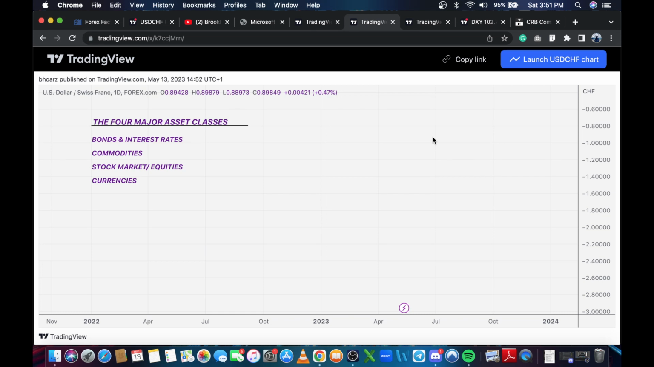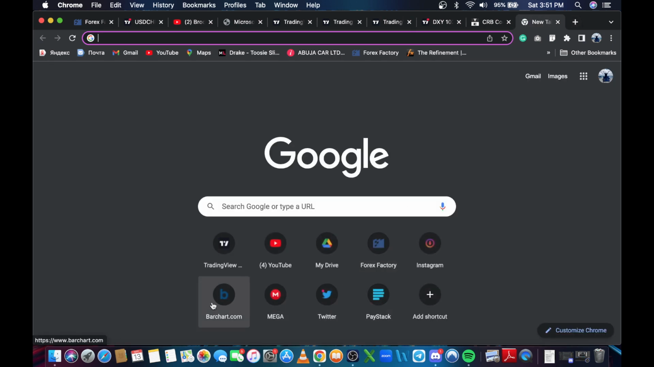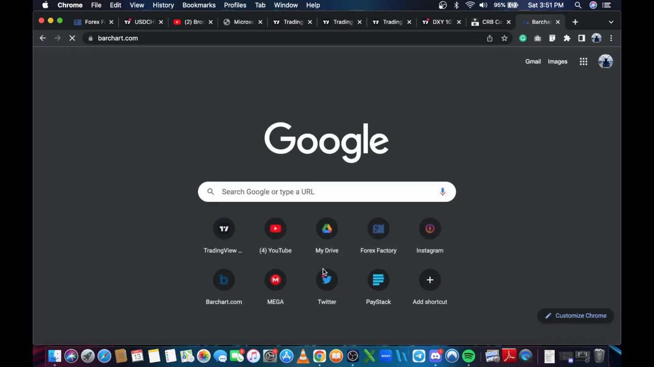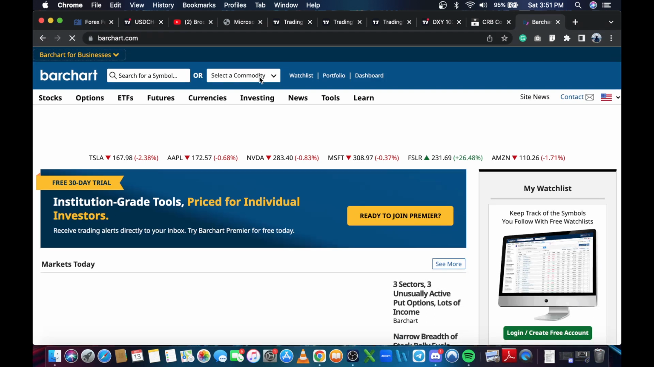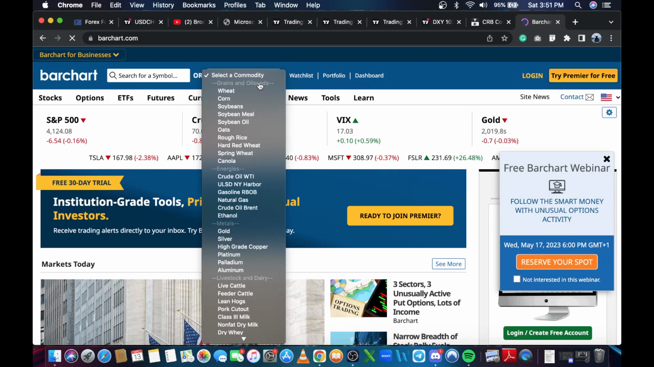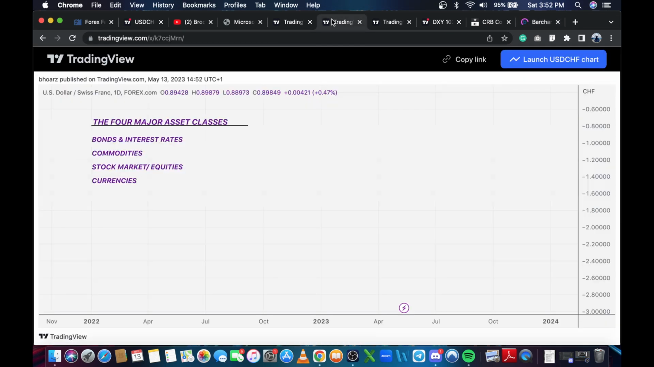We have grains. So actually, if we go to barchart.com, we can see the different asset classes. If we go to select commodity on the futures, barchart.com simply displays futures for each asset class. Here you can see we have wheat, corn, soybeans, soybean meal, oats, rough rice, and these are all grains and oil seeds, and they all fall under commodities.